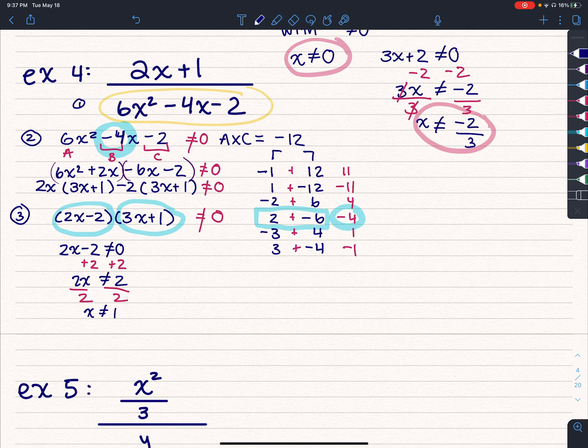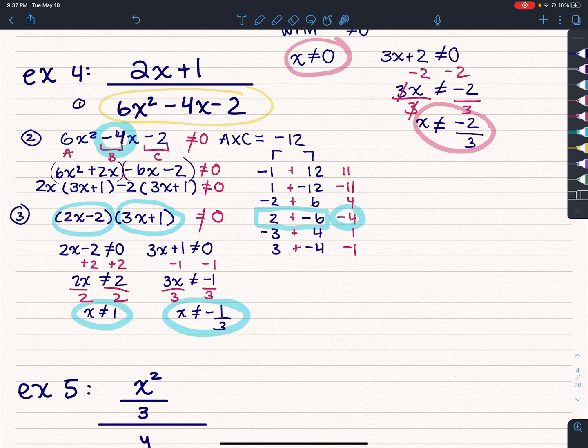And then for the second factor, 3x plus 1 cannot equal 0. We have to subtract 1 on each side. 3x does not equal negative 1. Then we have to divide by 3 on each side. So x cannot equal negative 1/3. And these are our restrictions.